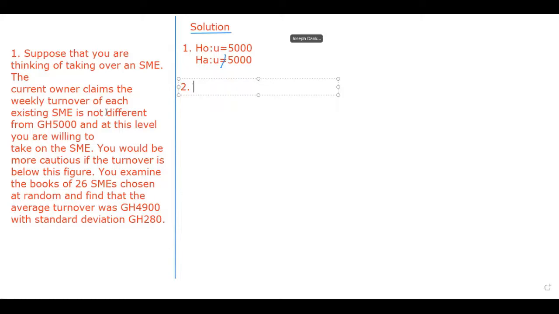With this question, you examine the books of 26 SMEs chosen at random. It means the sample size is 26, which is less than 30. So you are going to use the T statistic. T with subscript N minus 1 is given by our sample mean minus population mean, all over S over the square root of N.